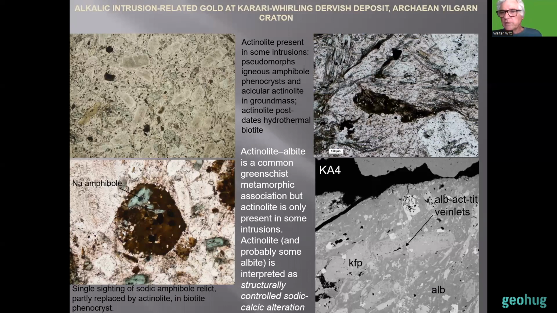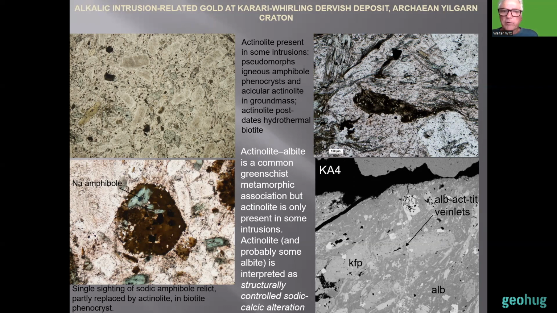Amphiboles. These are sodic or alkalic syenitic magmas, which typically contain sodic amphibole. But in these samples from Karari-Whirling Dervish, only one sighting of sodic amphibole has been seen. And that's shown there on the lower left. It's largely replaced by actinolite, but the original sodic amphibole was an inclusion within a much larger hexagonal biotite phenocryst. The observed amphibole is actinolite in all cases, except for that one.